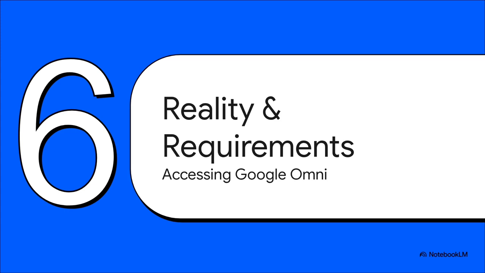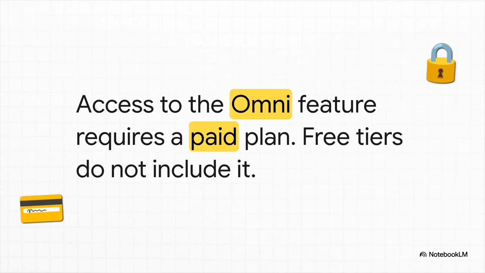Finally, part 6, the reality check and requirements. Accessing Omni. We've seen the magic, right? But let's do a quick reality check on how you actually get your hands on this tech today. The simple truth is, computing power like this is not cheap. Currently, getting access to the Omni feature requires a paid subscription plan. If you are just on the free tier of Google Gemini, you aren't going to see that cool new blue interface, and you won't have access to the Omni video model.